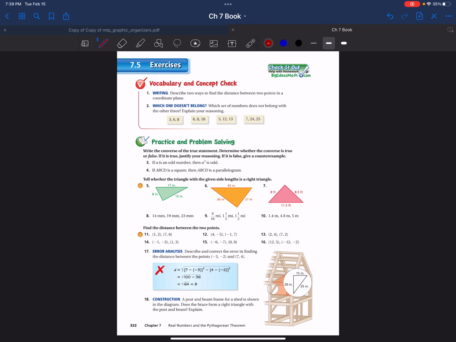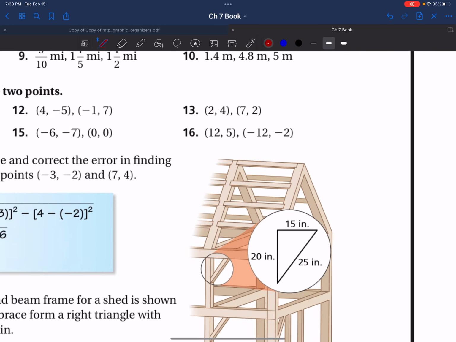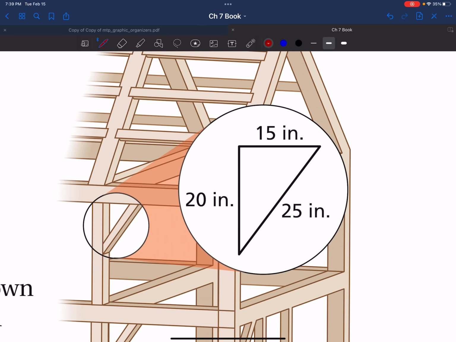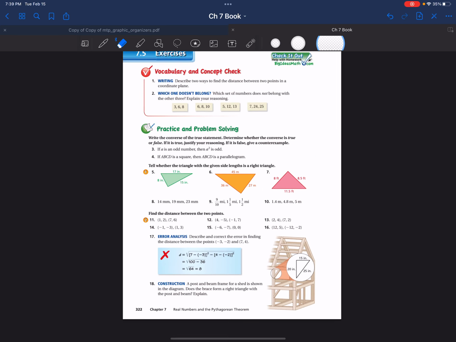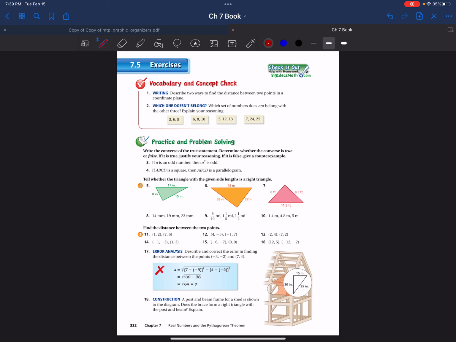So here's your bonus question. Number 18. A post and a beam frame for a shed is shown in the diagram. Does the brace form a right triangle with the post and the beam? Explain. All you have to do is look at that and figure out if this is a right triangle by taking a squared plus b squared and see if it equals c squared. Okay, I want you guys to do that one on your own, and that'll be the question that if you get right, you get that extra bonus point, okay?